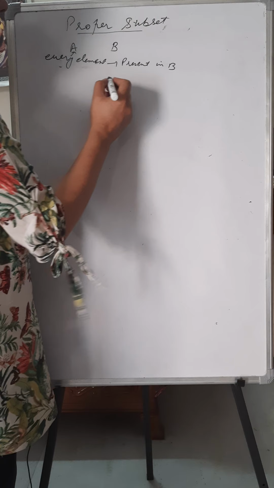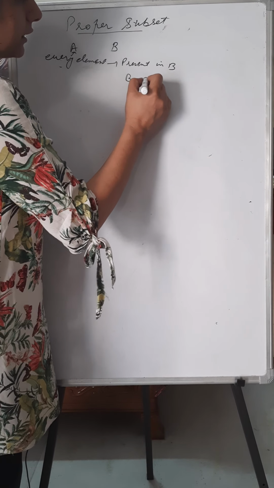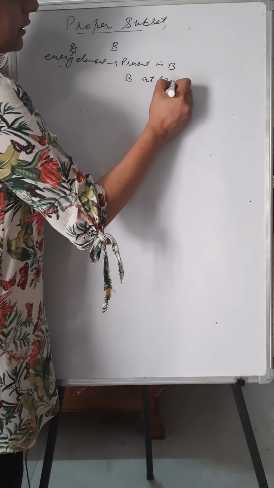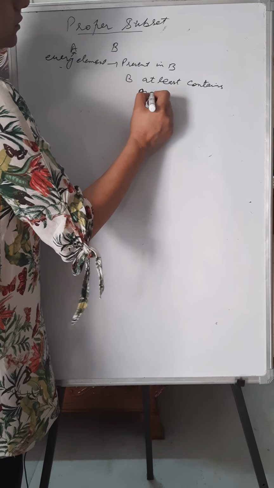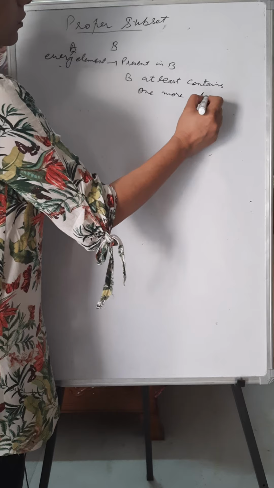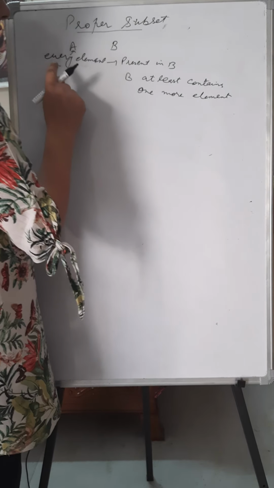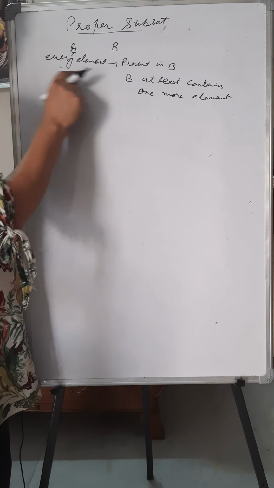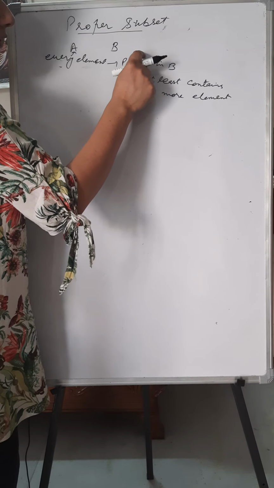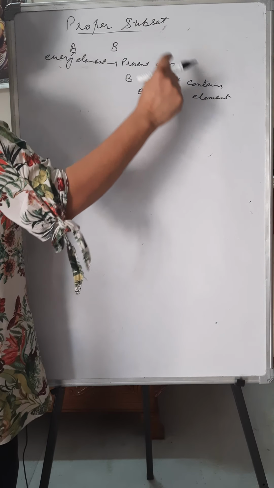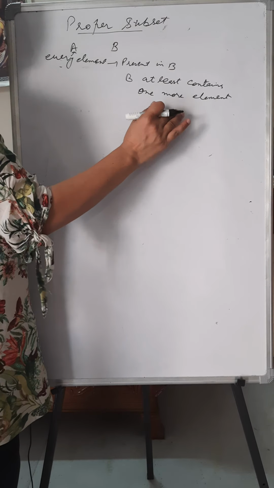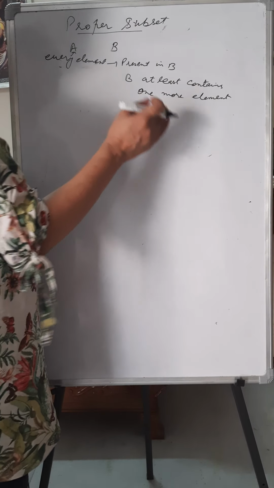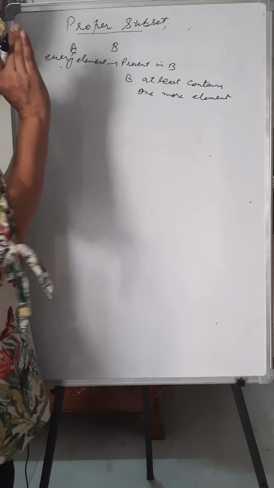What is the one condition? B at least contains one more element. All the elements of A are present in B, but B also has at least one element more than A. Even more than one is fine, but at least one element more than A.